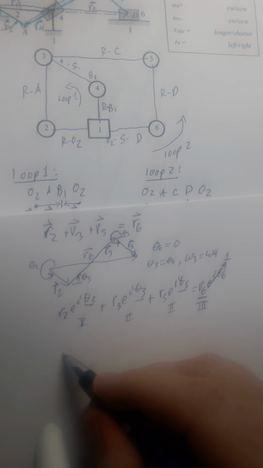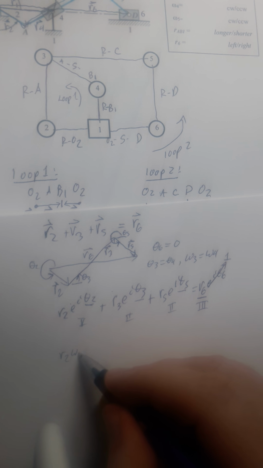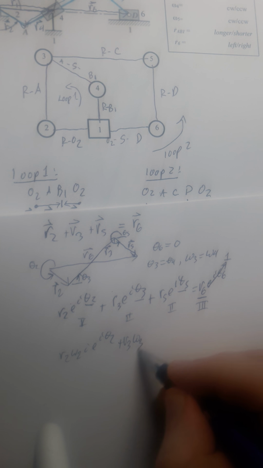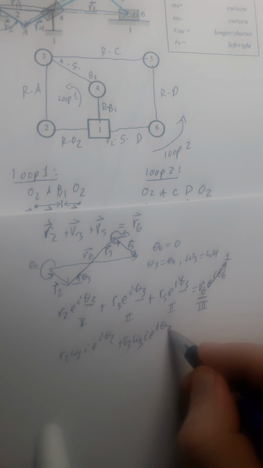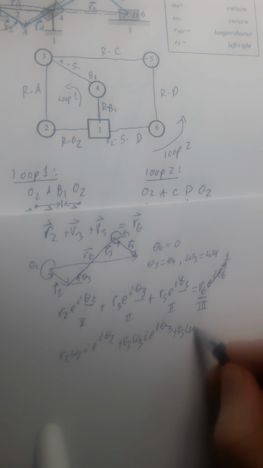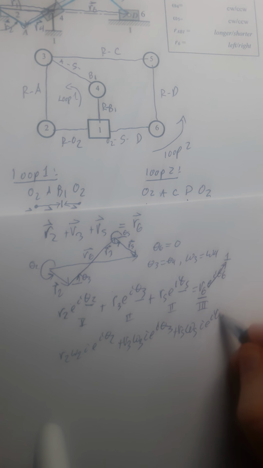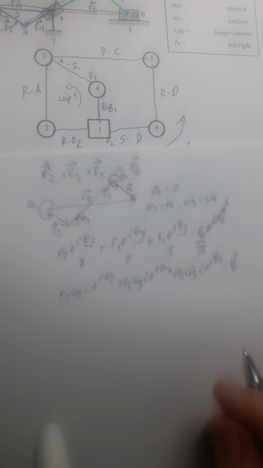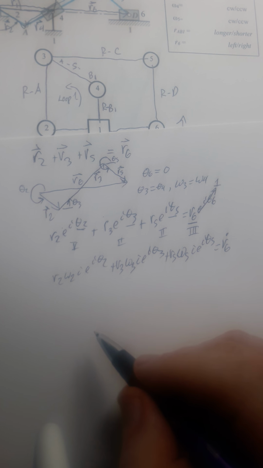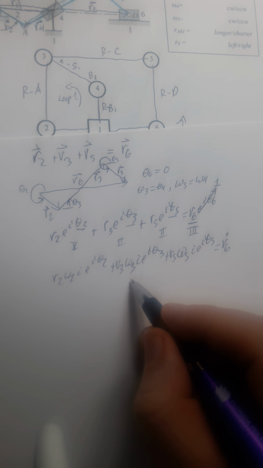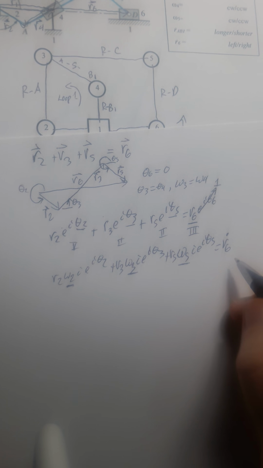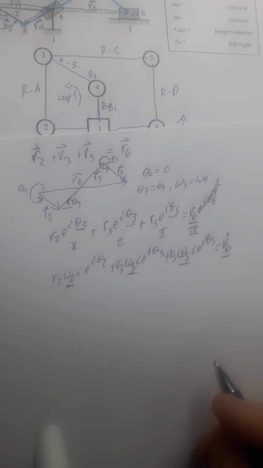When we take the derivative of the type 2 vector, we're going to get R2 omega 2 I e to the I theta 2 plus R3 omega 3 I e to the I theta 3 plus R5 omega 5 I e to the I theta 5 equals R6 dot. Since we already know omega 2 and omega 3, we're going to solve for omega 5 and R6 dot.